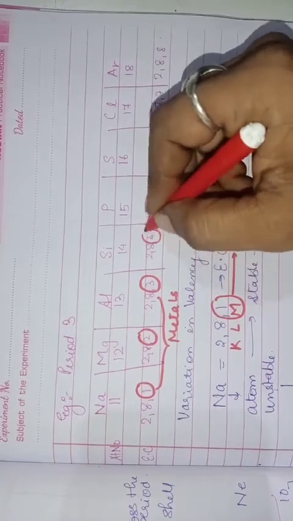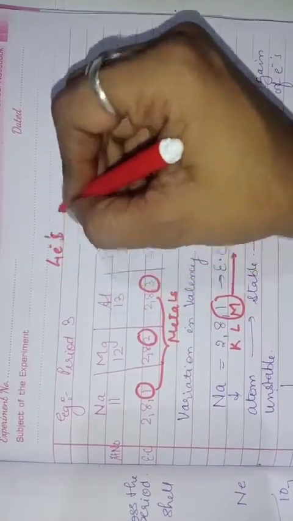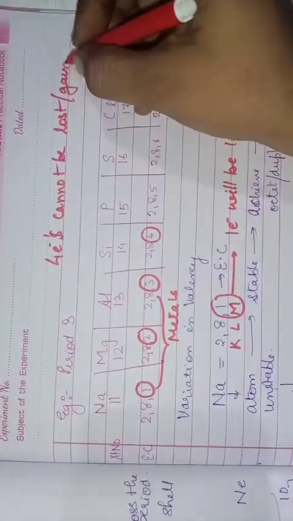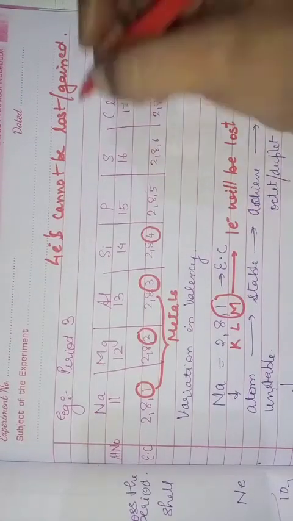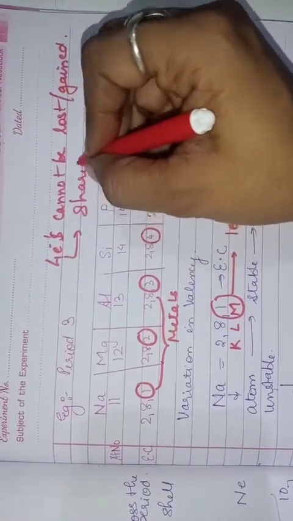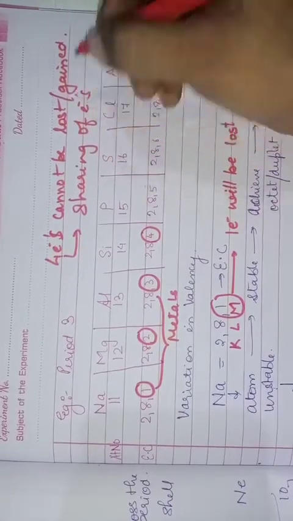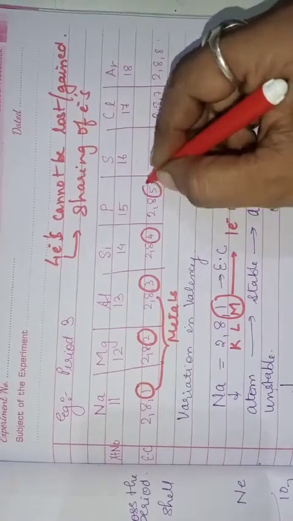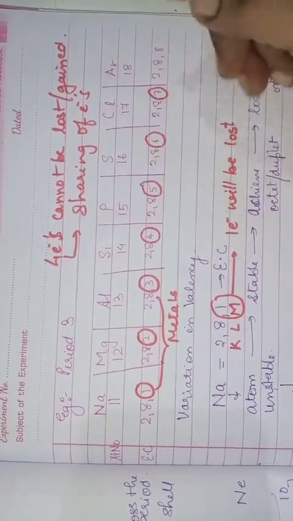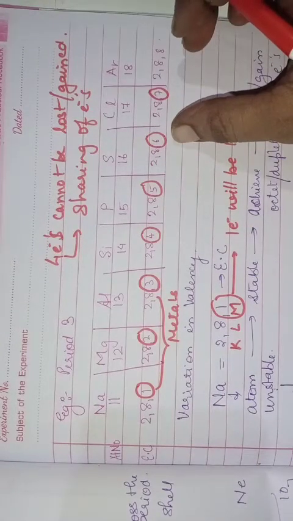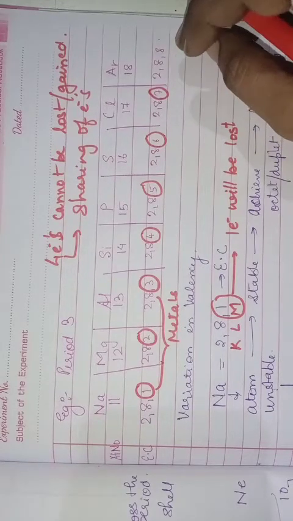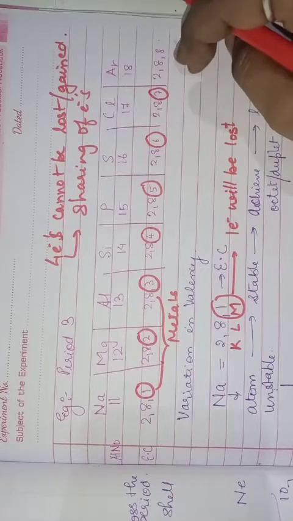Now in case of 4 children, 4 electrons cannot be lost or gained. So in this case, there will always be sharing of electrons. After 4, children, we have 5, 6 and 7 electrons. Now these also have to achieve their nearest noble gas configuration. So which noble gas is nearest for them? Argon. Now they have to achieve the configuration of argon.